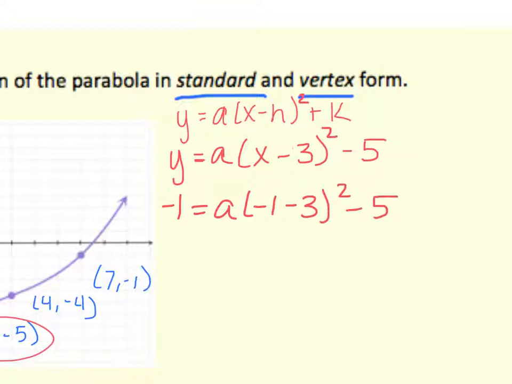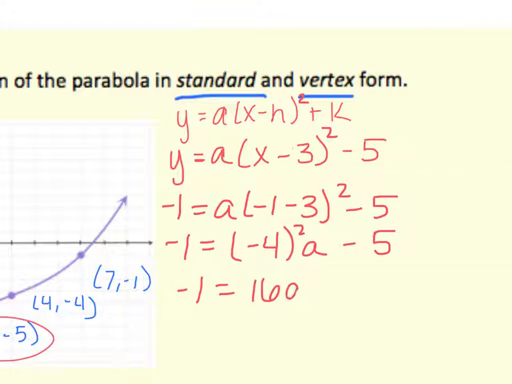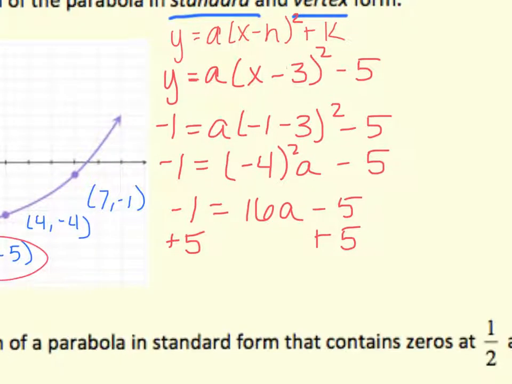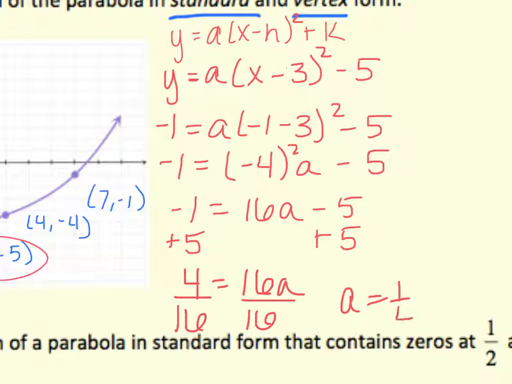So simplifying the right-hand side, that's -4 squared. I'm going to put that a on the other side, just so it looks a little bit more familiar to me. Adding 5 to both sides. This is going to be 4 equals 16a. I'm going to divide both sides by 16. So a is going to equal 1/4.